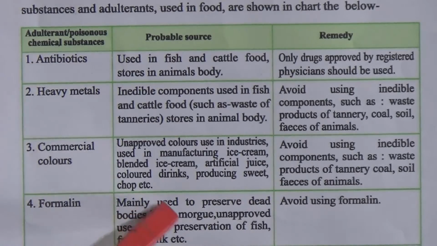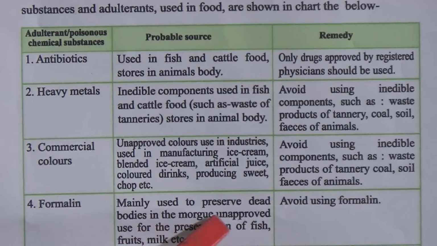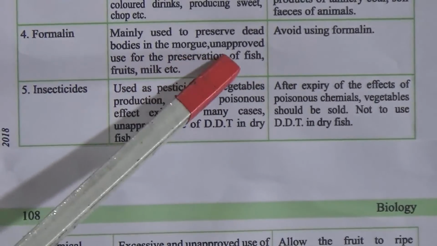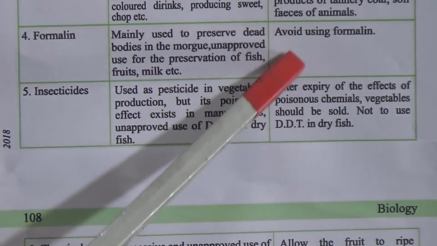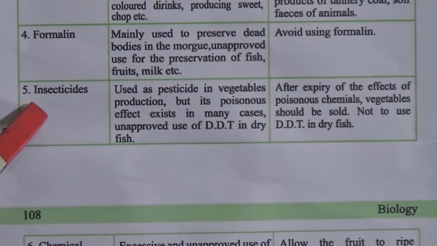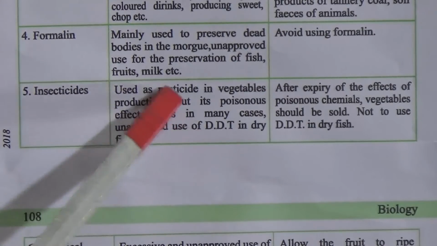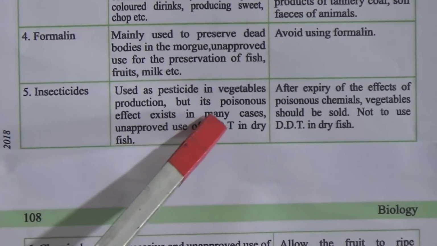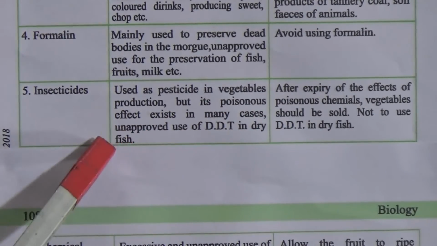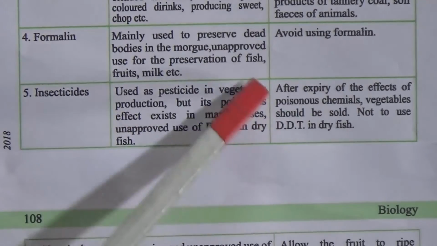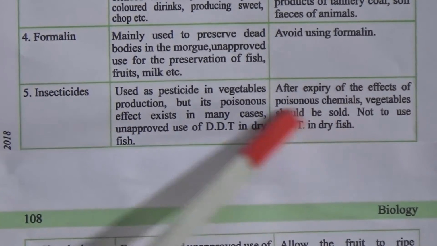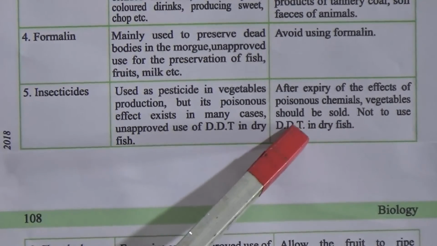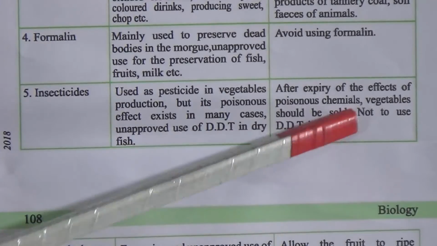Now come to formalin, mainly used in the preservation of dead bodies in the morgue. Then unapproved use for the preservation of fish, fruit, milk, etc. Avoid using formalin. Formalin is very harmful for our health. Now come to insecticide, used as pesticide in vegetable production, but its poisonous effects exist in many cases. Unapproved use of DDT in dry fish. After the effects of the poisonous chemicals expire, vegetables should be sold, and DDT should not be used in dry fish. DDT is very harmful for our health.